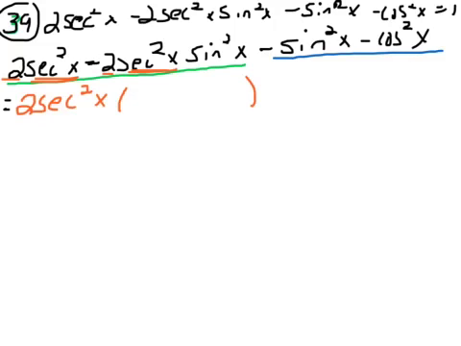If I have 2 secant squared x and I divide out 2 secant squared x, anything divided by itself is 1, okay? Then we write down our subtraction sign. What would be left out of that second term?